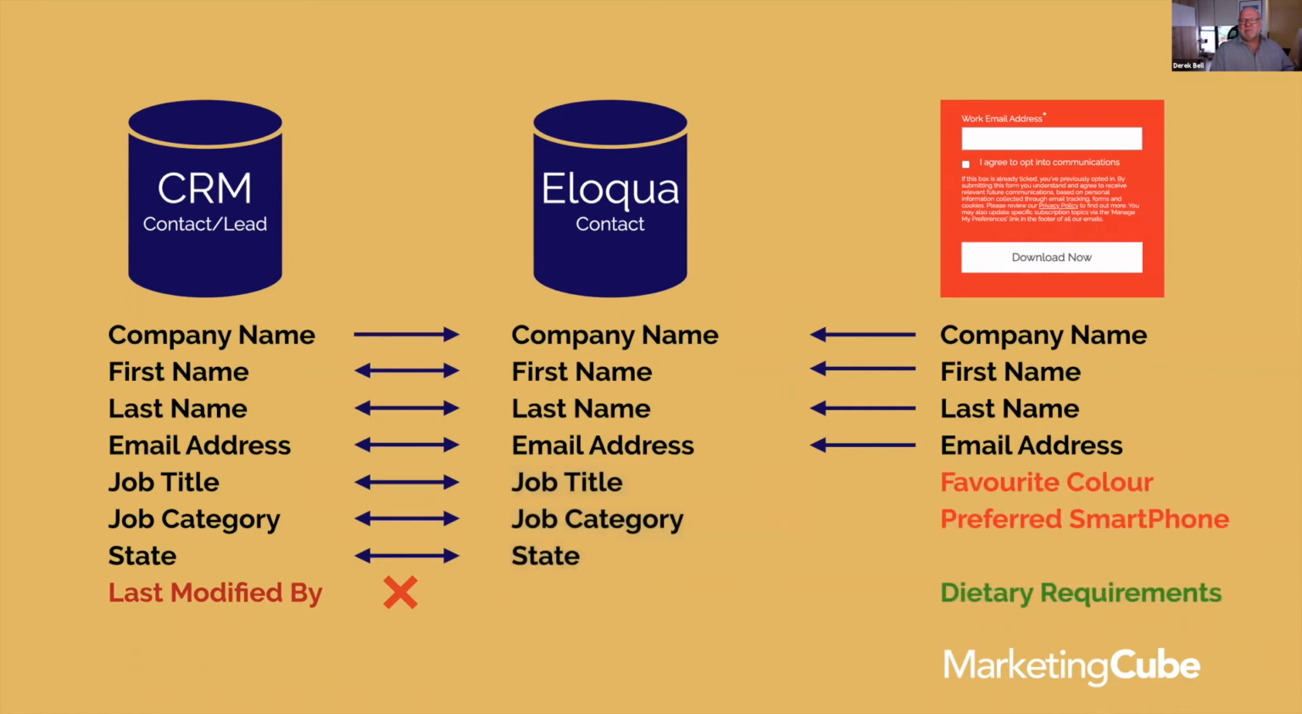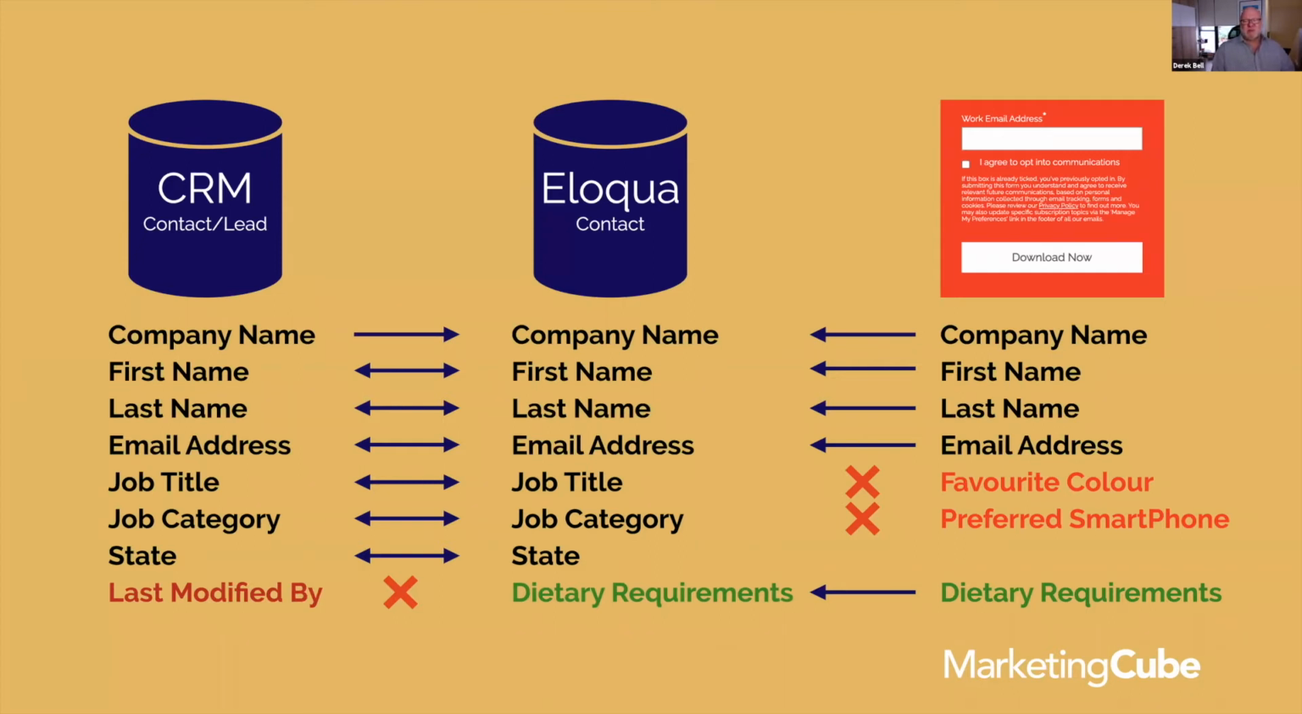Maybe you want to ask things like a person's favorite color or their preferred smartphone. You can tell I spent hours thinking of these questions, but they're not really anything that's going to add value specifically to the Eloqua contact. So we don't need them on the contact. They'll live forever simply in the form.